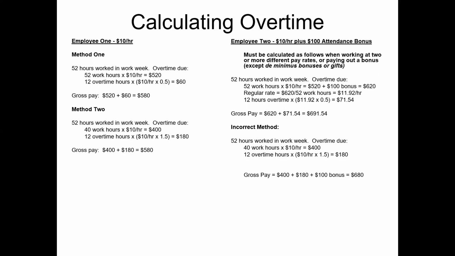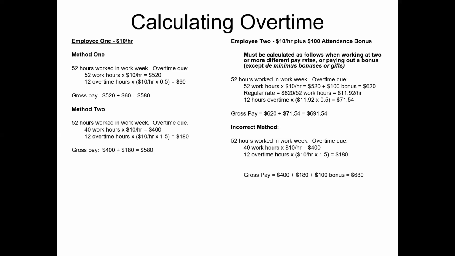Method 2 would be to take 40 hours times the pay rate. In our example, it would be 40 hours times $10 per hour equaling $400. We then owe time and a half, the overtime rate, for the overtime hours. In our example, this would be 12 overtime hours times the sum of $10 per hour times 1.5. And this calculation will yield $180. Gross pay would then be calculated at $400 plus $180, which equals $580. So as you can see, we received the same gross pay utilizing two different overtime pay rate calculations.